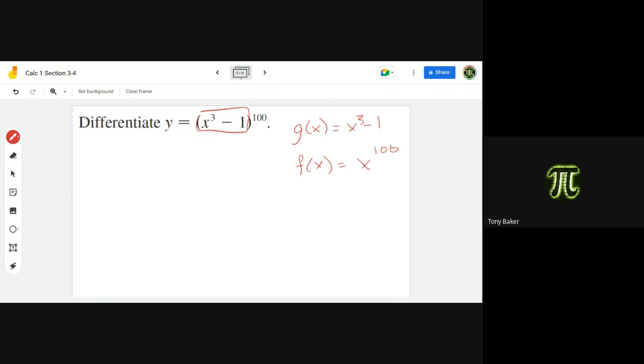That's splitting it apart. What's the derivative of g of x? What's the derivative of x to the third minus 1? Yeah, 3x squared. That's the derivative of the inside. Now, what's the derivative of x to the 100? We just did that, right? It's 100x to the 99. Correct? So it's going to be 100 times (x to the third minus 1) to the 99th power.